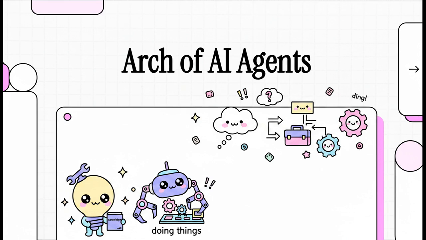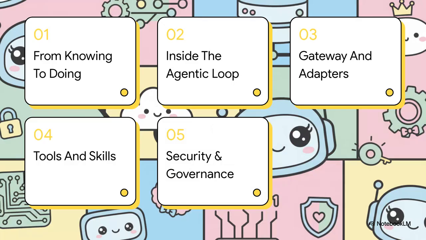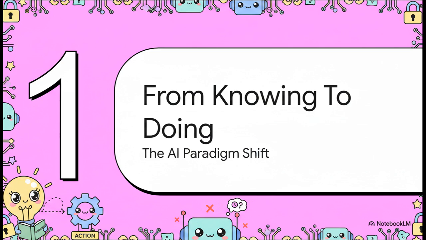We're going to use the massively popular open source project OpenClaw as our technical guide to see exactly how this transition from just knowing things to actually doing things works on a structural level. Here's a quick look at our roadmap for today's explainer. We'll start with the shift from knowing to doing, look inside the Agentic Loop, map out the OpenClaw architecture, explore automation tools and skills, and finally cover some critical security and governance mechanics. Kicking things off with Section 1, from knowing to doing.